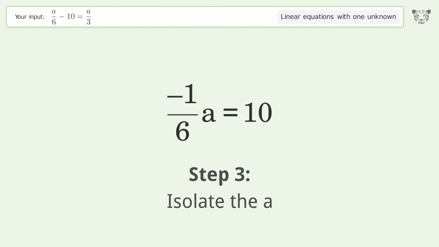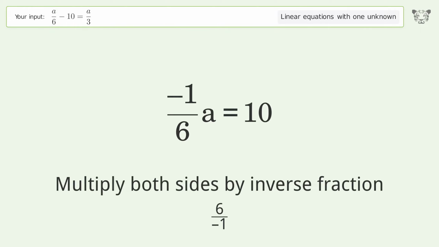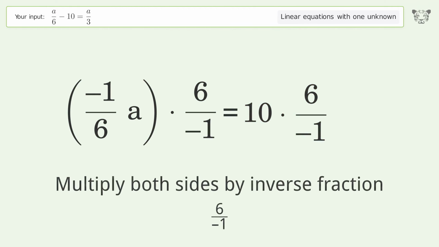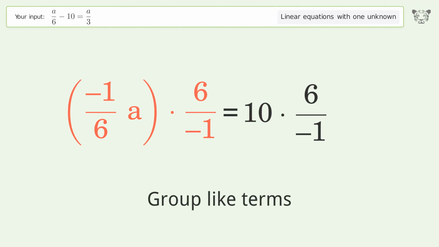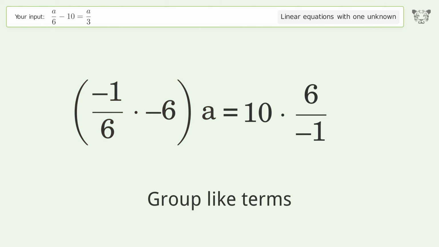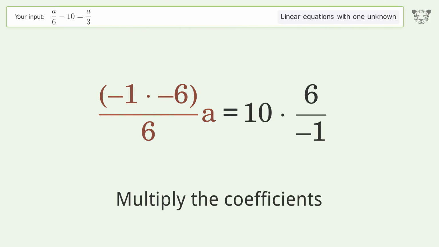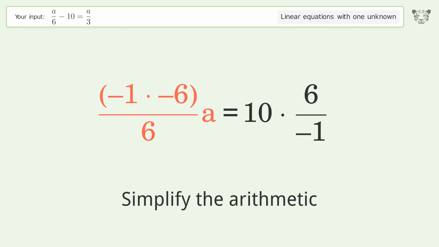Isolate the a. Multiply both sides by the inverse fraction, 6 over -1. Group like terms. Multiply the coefficients. Simplify the arithmetic.